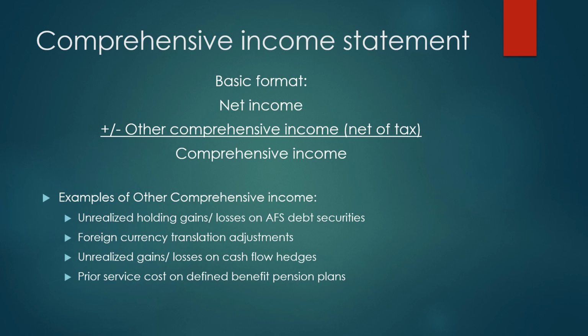Net income is net of tax, so we need to take into account the tax effect on your other comprehensive income, or OCI, items. Examples of other comprehensive income items include unrealized holding gains and losses on AFS debt securities, foreign currency translation adjustments, unrealized gains and losses on cash flow hedges, and prior service costs on defined benefit pension plans. The one of those with which you should be familiar is the first one, unrealized holding gains or losses on AFS debt securities. If it's an unrealized holding gain, we would add it in. If it's an unrealized holding loss, we would subtract it out. So net income may be more or less than comprehensive income.